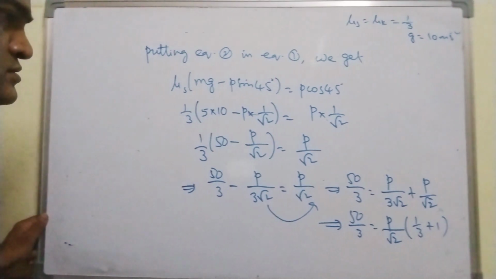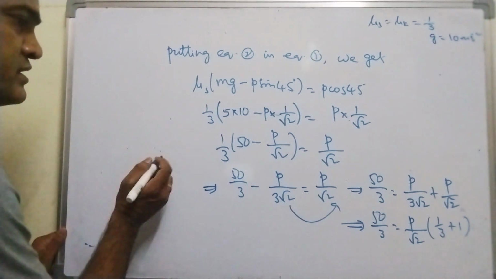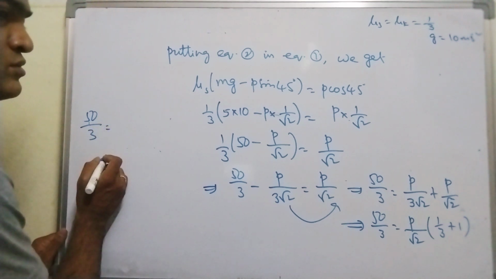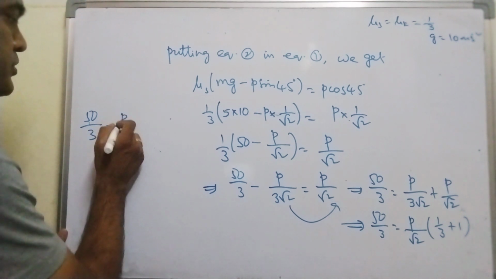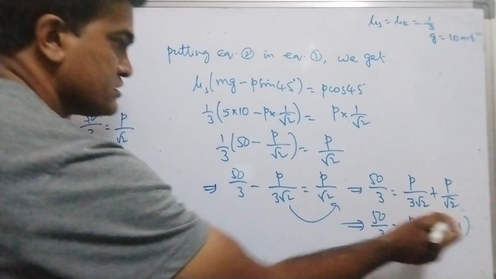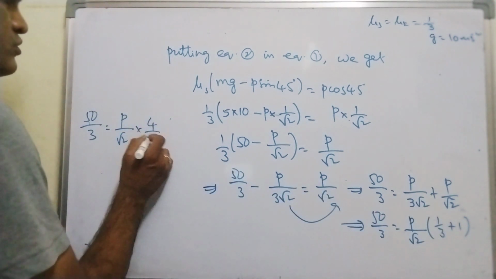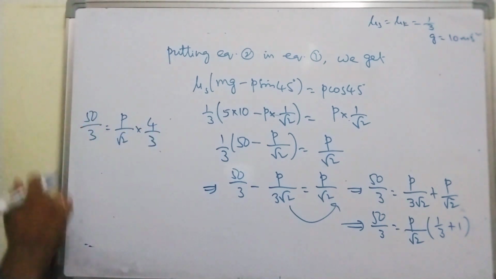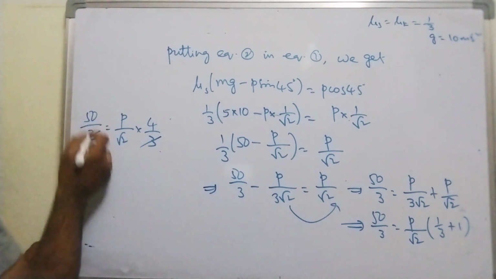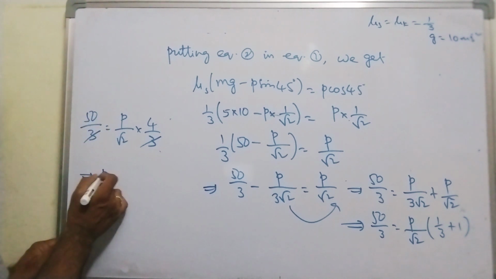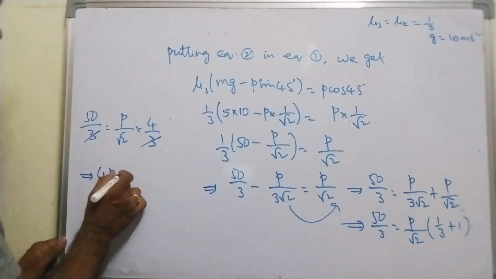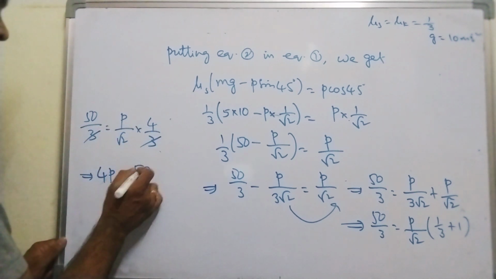Let me solve this. So here let me write. 50 by 3 is equal to p by root 2 into, if I take LCM, 3 into 1, 3 plus 1, 4 by 3. This value is 4 by 3. So here I can cancel 3, and root 2 goes here. So 4p, 4 into p. 4p is equal to what you have, 50.